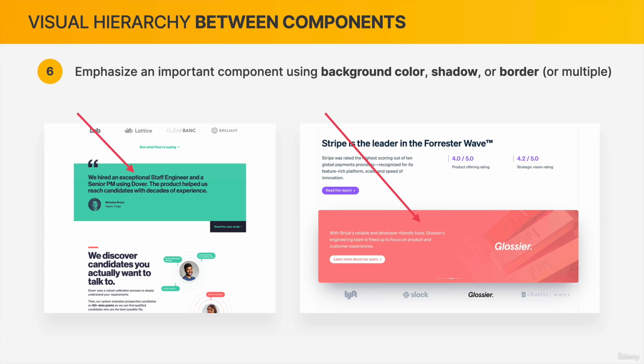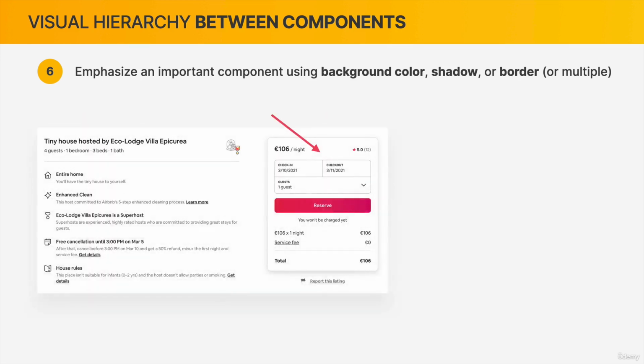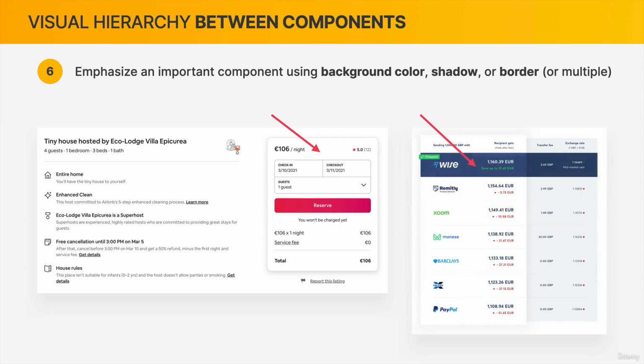And this second one actually not only uses background color, but also a nice shadow. You see that? Then this one here also uses shadow, and it uses border as well. So border and shadow, but no background color. While this next one uses, once again, exclusively background color to highlight this most important row of this table.